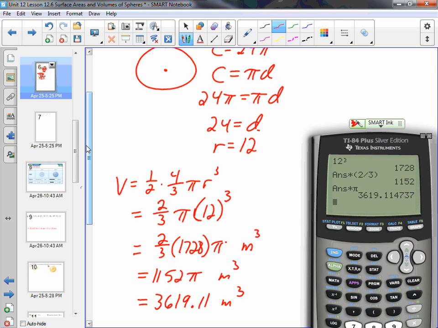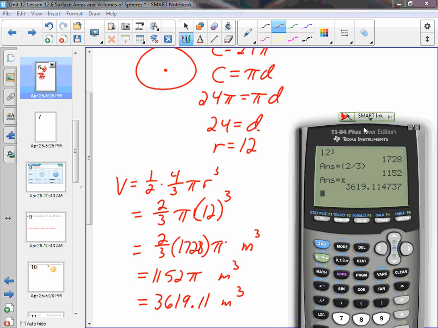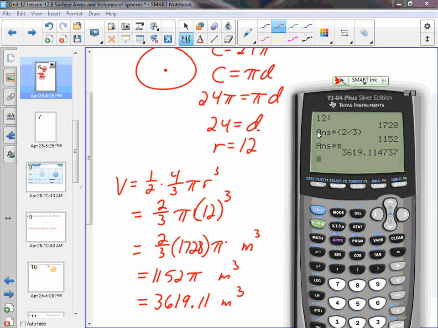Did you get the same decimal I got? Did you get the same simplified exact answer that I did? Okay. Notice on my calculator that I didn't do the 1728 times 2 and put it over 3. Look, I knew that was going to simplify. I knew the 3 was going to divide in evenly. I didn't even question it.